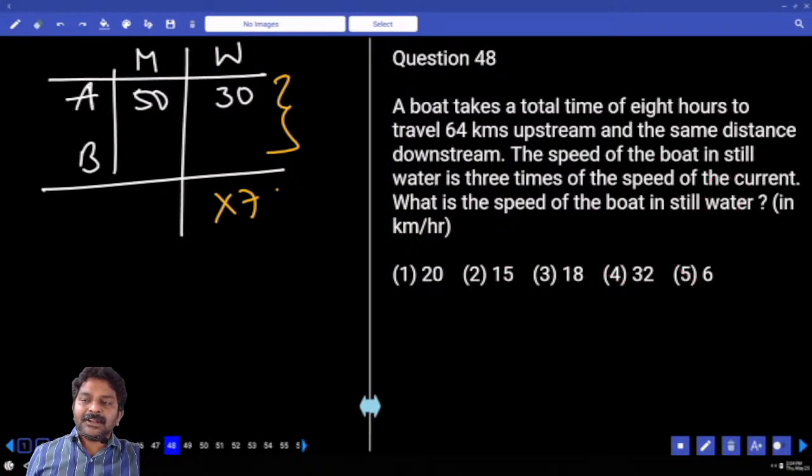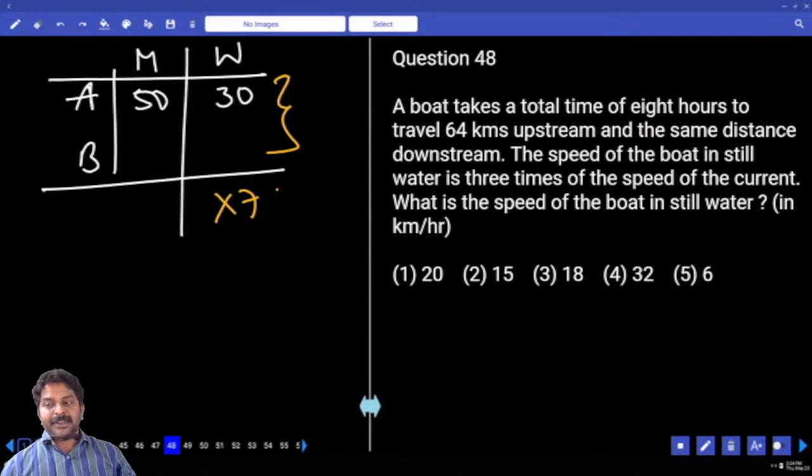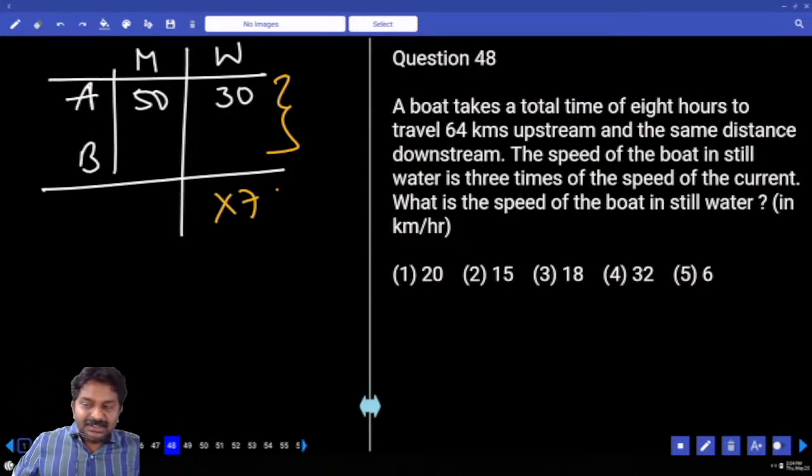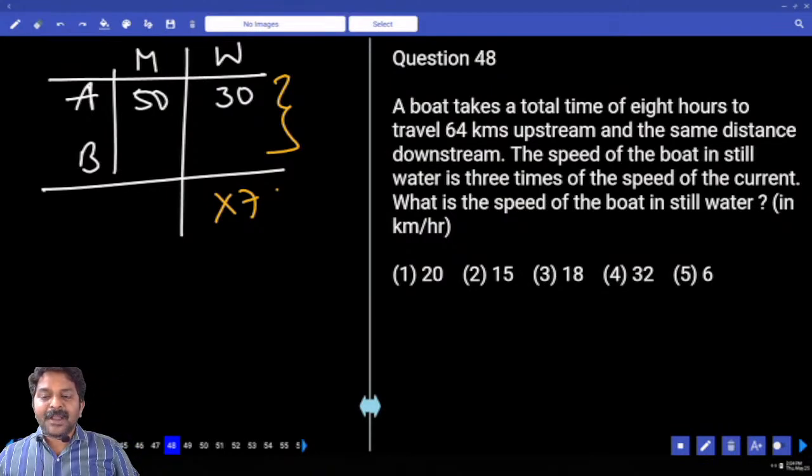A boat takes a total time of 8 hours to travel 64 kilometers upstream and the same distance downstream. The speed of the boat in still water is 3 times the speed of the current. What is the speed of the boat in still water? They said 3 parts, right?